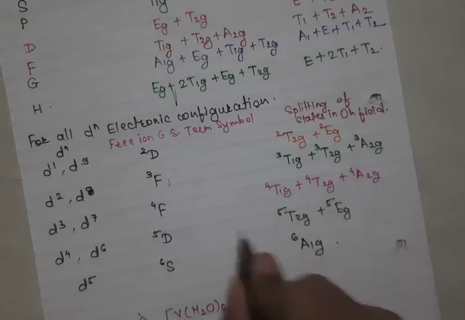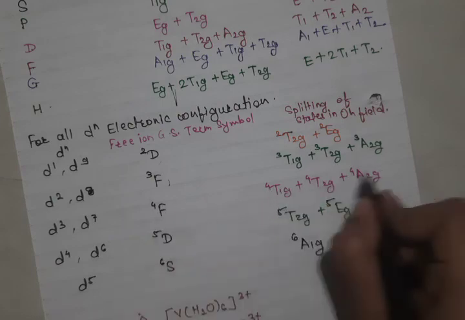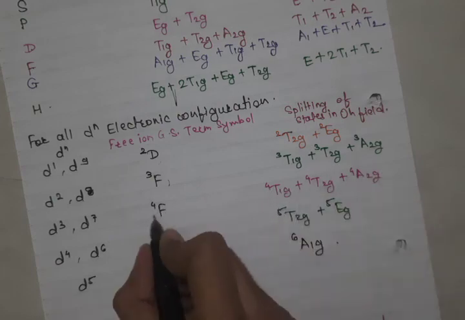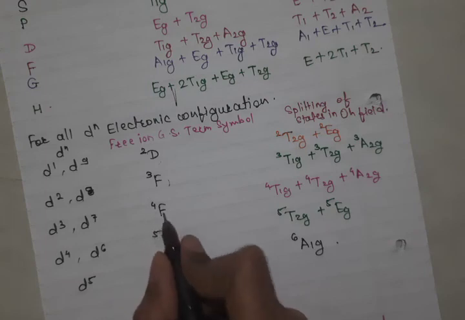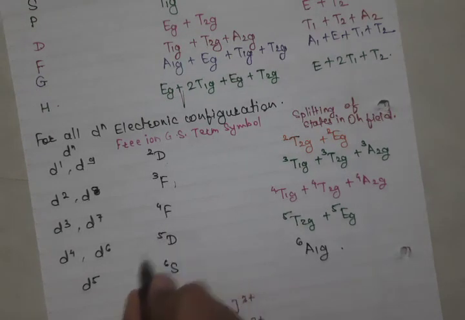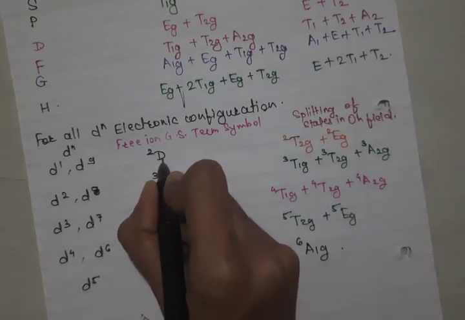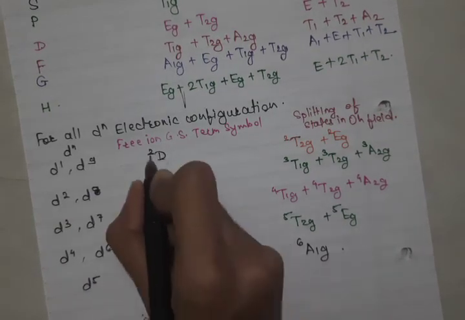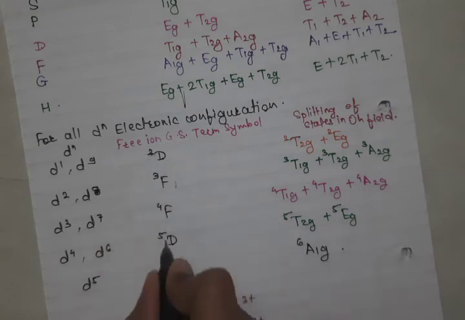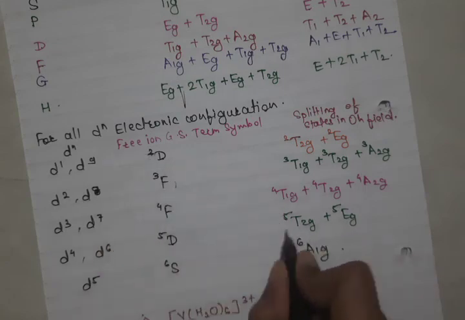So 4, 4, 4. Spin multiplicity is 4. Don't forget to write the spin multiplicity with respect to the term which we have considered. Then D5, again D5. See, this is the D term. Here also it is a D term, but the difference is the spin multiplicity. Here it is 2, here it is 5. So write it like this.